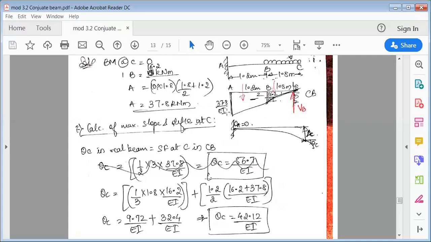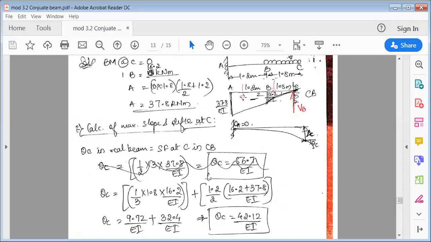Then this is a trapezium. Either you can treat this as trapezium, or if you're more comfortable with dividing this into a rectangle and a triangle, that would be easy. Now here, there is no load. That's why this line should be a linear line. This is a parabolic line. This is a linear line. So what you can do here, you can split this like this: 16.2 up to this portion, and whatever is remaining, this is a triangle. So you can split the trapezoidal.